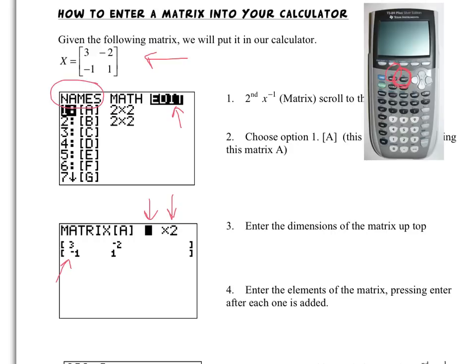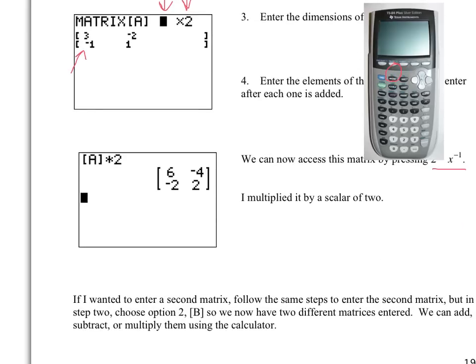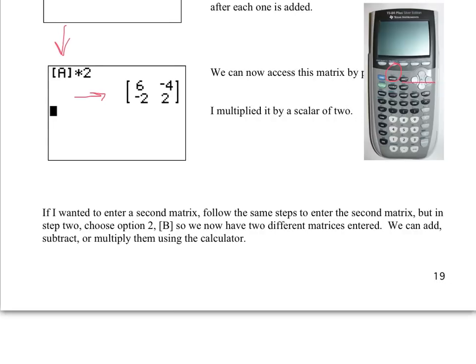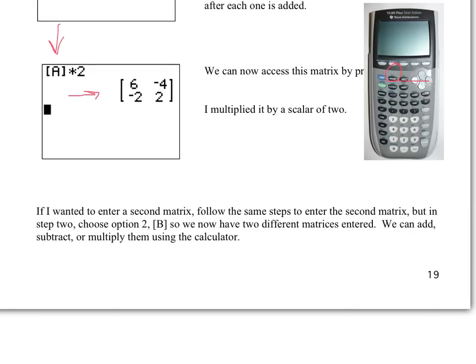So you press enter. When you do press enter, a matrix with a capital A inside of it shows up on your screen. I decided to multiply mine by a scalar of 2, giving me the result when I press enter, 6, negative 4, negative 2, 2. In the future, we won't be just entering one matrix because we're usually going to be doing things between two matrices. So if I wanted to then enter a second one, I'm going to follow those exact same steps, except I'm not going to call it matrix A twice. I'm going to call it matrix B. And then enter its dimensions, enter its elements. Okay, so we'll be using that in the future.